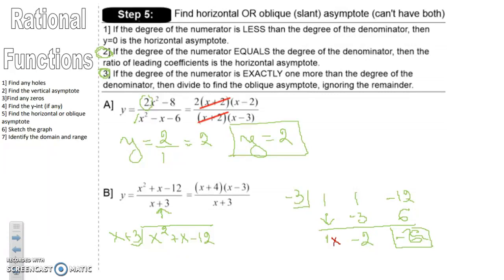So for part B, I do have an asymptote. It will be slant or oblique, and it is the line y equals x minus 2. This will be the line that I am going to approach but never really cross.